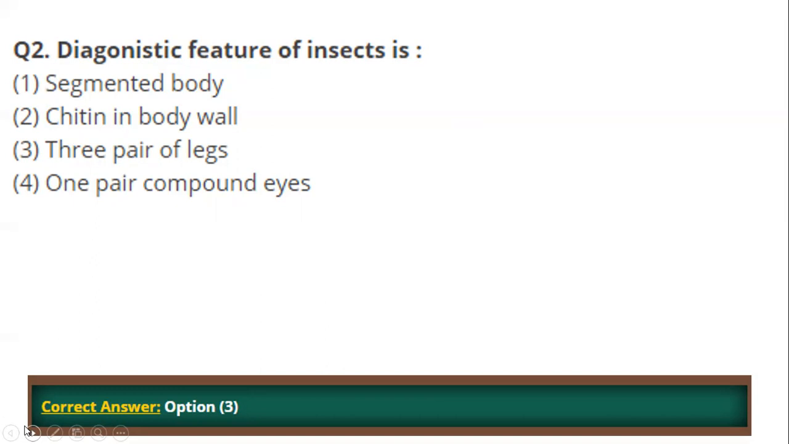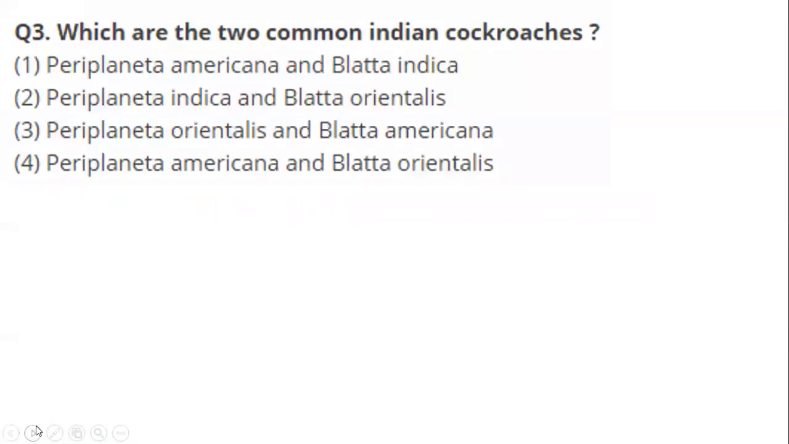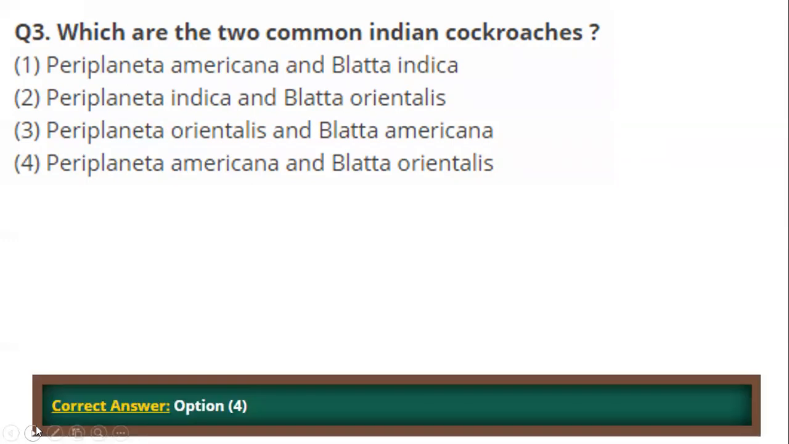Then third question. Which are the two common Indian cockroaches? Periplaneta americana and Blatta indica. Periplaneta indica and Blatta orientalis. Periplaneta orientalis and Blatta americana. Periplaneta americana and Blatta orientalis. Comment down your answers whether it is 1, 2, 3, or 4. Yes, exactly. The answer is option 4, Periplaneta americana and Blatta orientalis.